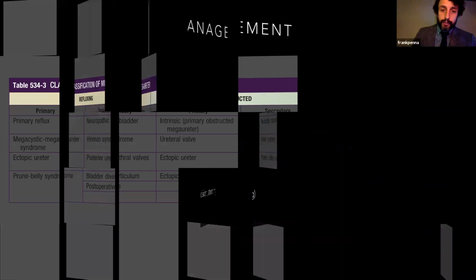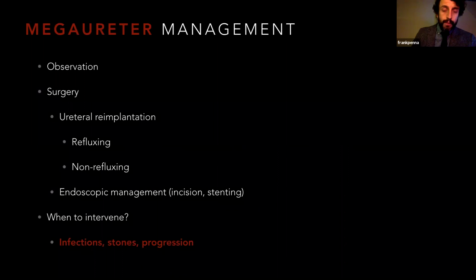the condition is megaureter. And how do we manage megaureter? It really depends on what kind of megaureter they have, right? So we can obviously observe the kid. Anytime there's an obstruction, I like to treat it because we worry about damage to the kidney. If it's a refluxing megaureter, if the kid is asymptomatic and not having infections, we don't have to treat it surgically. We can watch those kids.